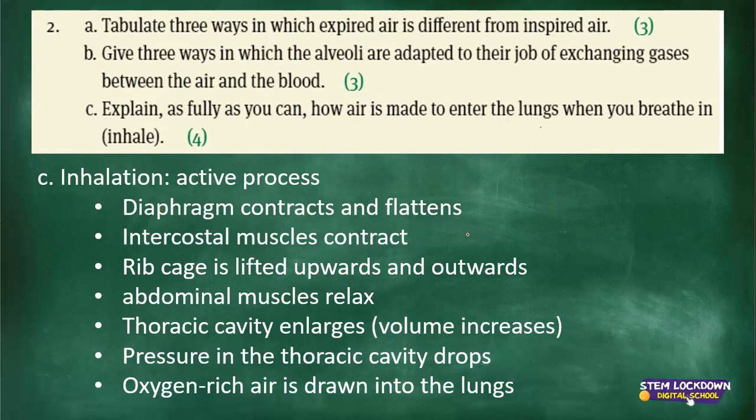So the rib cage is moving upwards and outwards, right? Then the abdominal muscles are relaxing. That increases the cavity of the thoracic cavity. It would enlarge, increasing the volume. And when the volume increases, the pressure will drop.